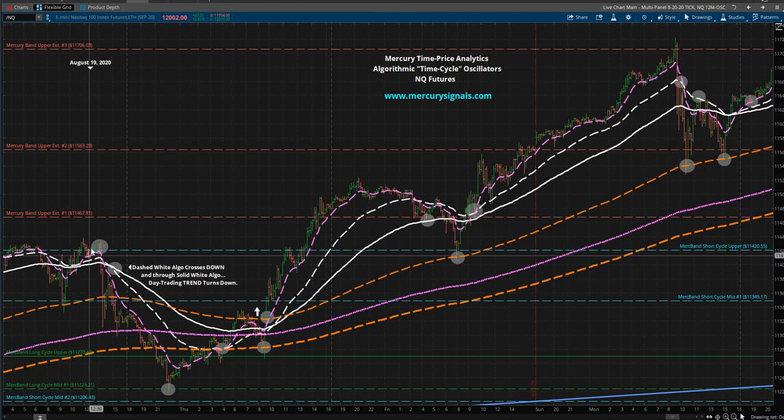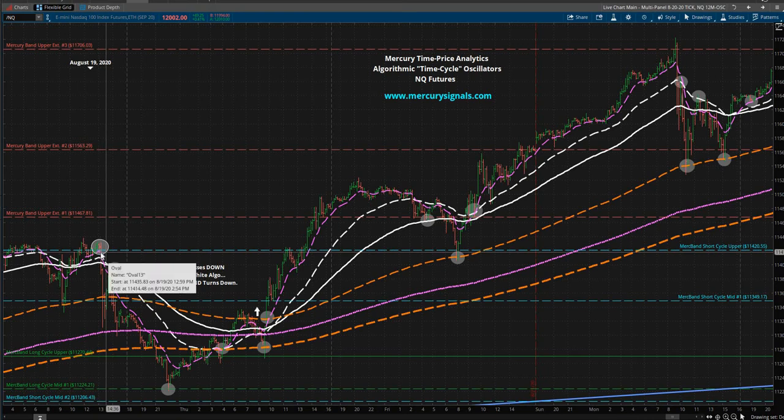So you get this move up, and you get this V shape in the purple fast Algo. And it's not a coincidence that it stops right here to the tick, or I should say the confluence of the purple is literally to the tick where this Mercury band is.